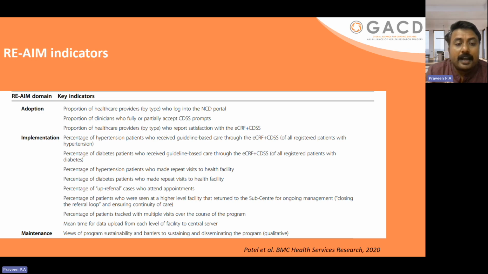So the REIM framework acted as a backbone for the implementation of the ITREC program. The data collection was streamlined as many of the indicators were inherently part of the intervention. For instance, the ESCRF, that is electronic case record form, and the clinical decision support system automatically captured data that was then used to evaluate the care continuity. Additionally, as I mentioned earlier, pre and post cross-sectional surveys were conducted to assess the community level change in the hypertension and diabetes level.